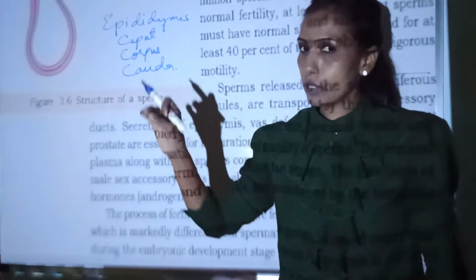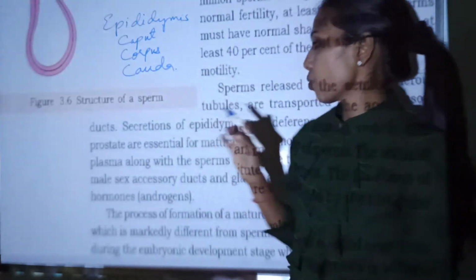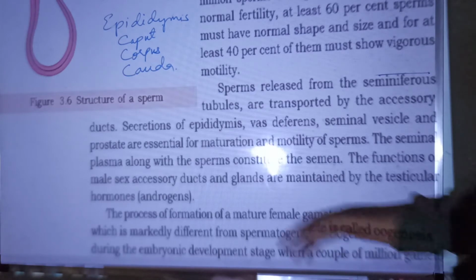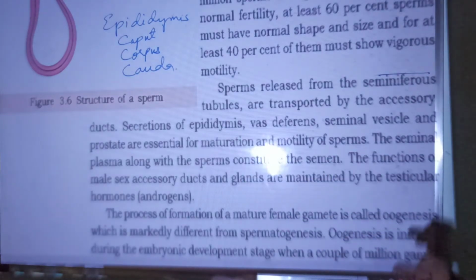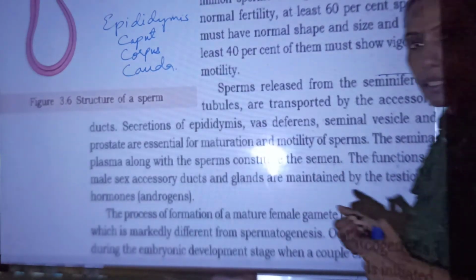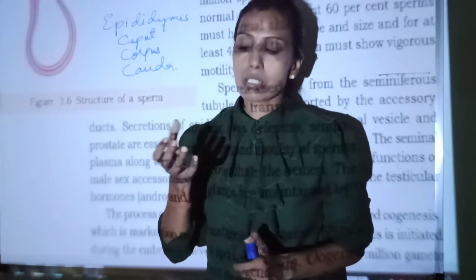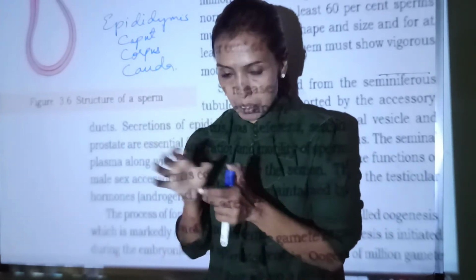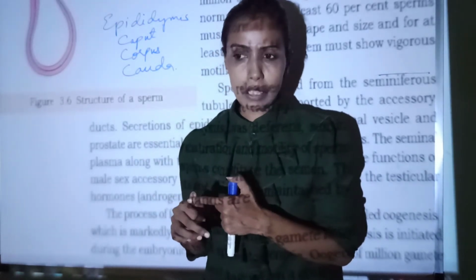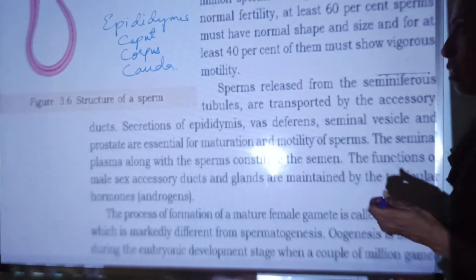Right from the seminiferous tubules, the sperms are transported through these ducts only. The seminal vesicle and prostate are essential for maturation and motility of sperms. Seminal plasma along with sperms constitutes the semen. Almost 60% of the semen is seminal fluid, 30% is prostatic fluid, and only 10% is sperms. So this is again important.